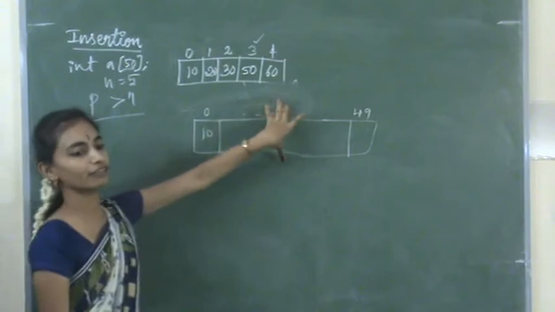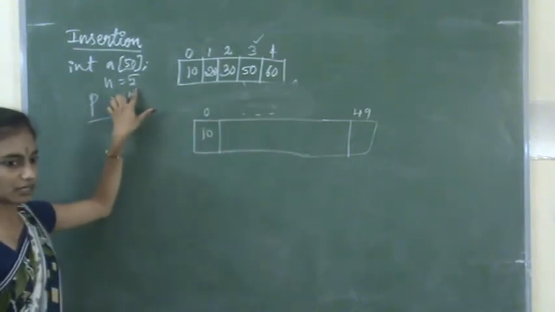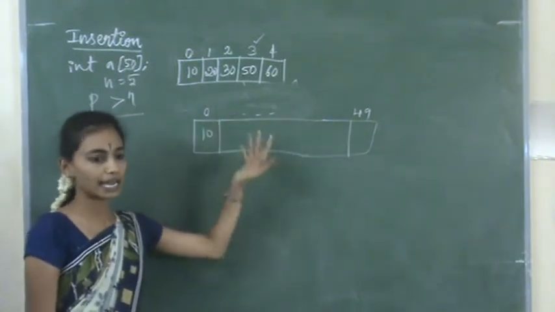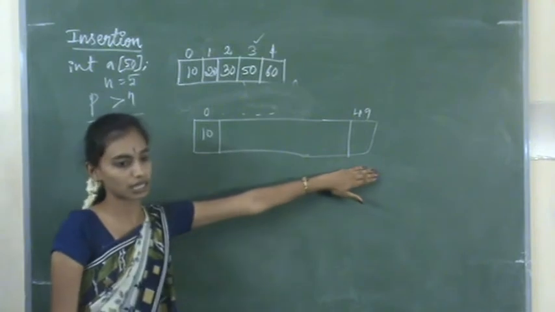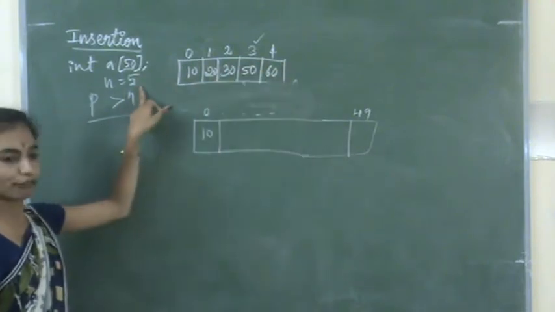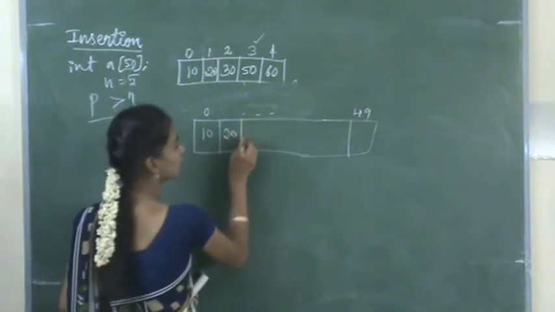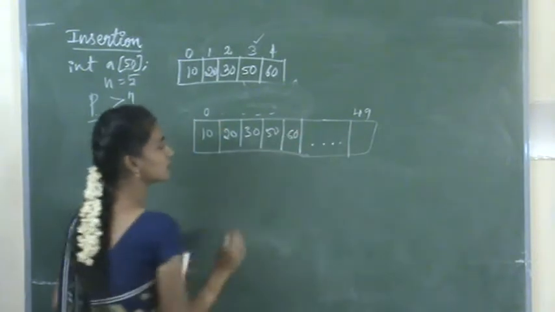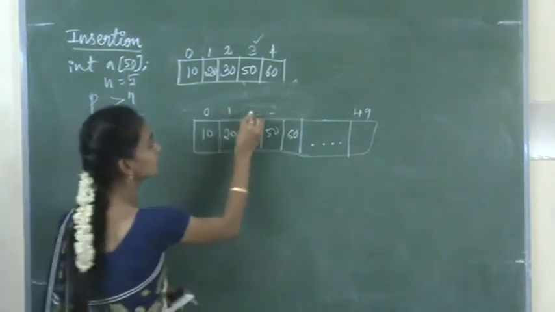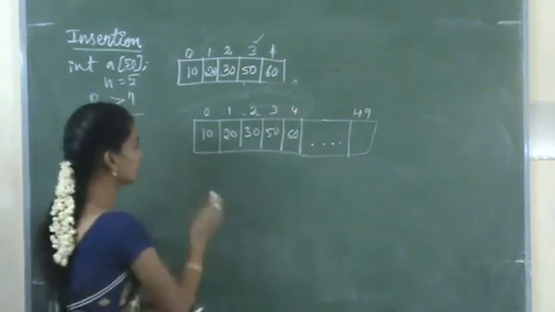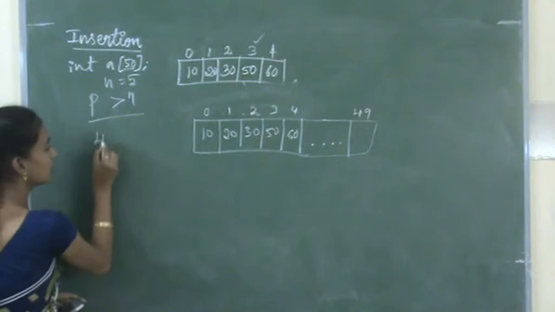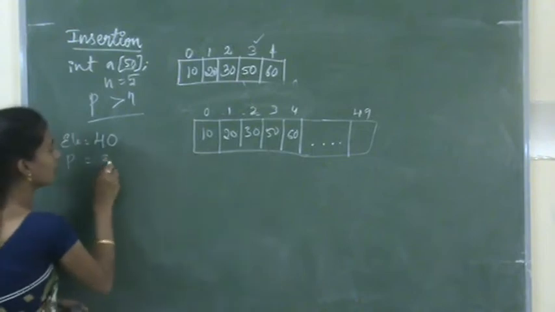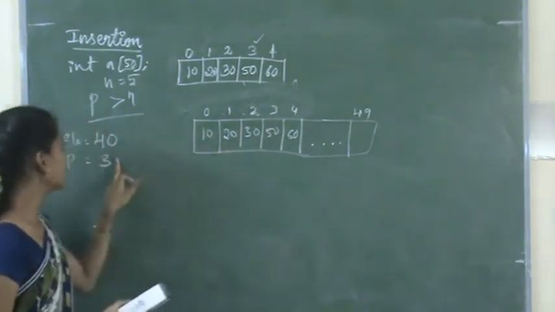So this space will be created when we declare like this. In this array we are inserting only 5 elements. Okay. So this creates a memory space to store the elements. We inserted only 5 elements, that is 10, 20, 30, 50, 60. These are the inserted elements. Now I need to insert the element 40 at the position 3. Okay.